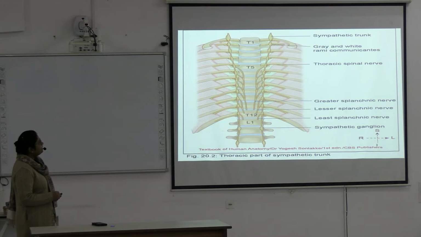From the 5th to 9th ganglia, they give fibers to form the greater splanchnic nerve. The 10th and 11th join to form the lesser splanchnic nerve, and from the 12th we get the smallest splanchnic nerve, that is the least splanchnic nerve.